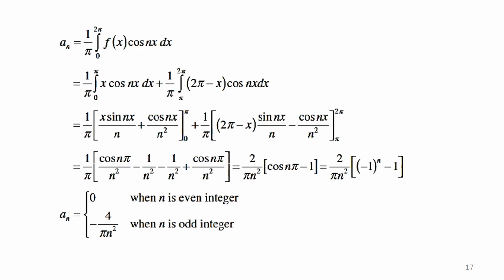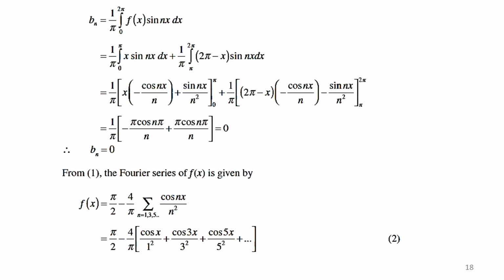If I put the odd number, minus 1 becomes minus 2, minus into minus is plus, so you will get 2 by pi n square for odd integer. They didn't ask for any deduction part, so you can stop it like this.